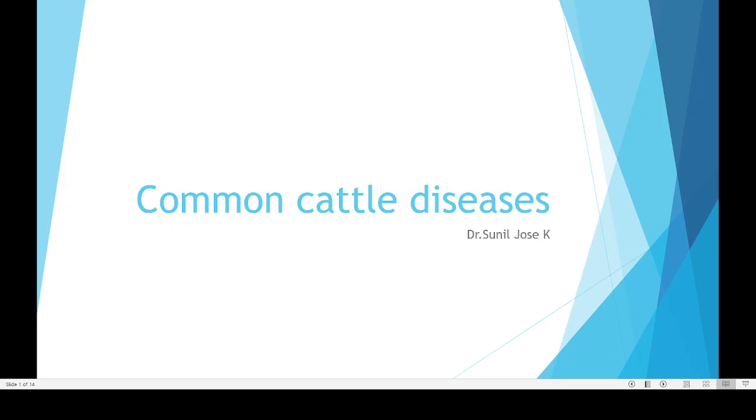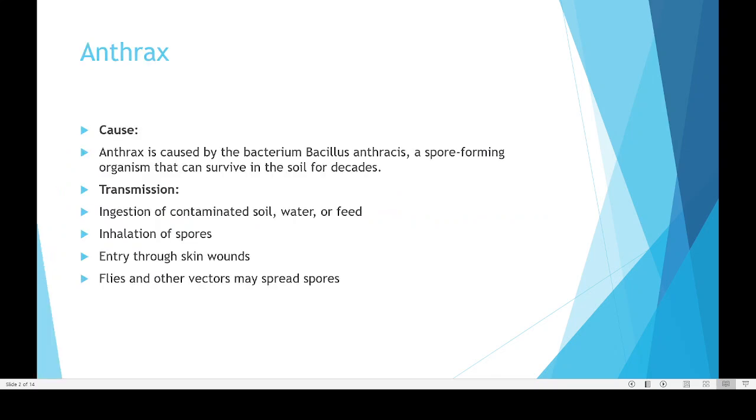So here we have to study about three cattle diseases. The first one is anthrax, because in case of anthrax, it is causing disease to both human beings as well as animals. Now, anthrax is a bacterial disease, caused by a bacterium known by the name Bacillus anthracis. Once upon a time, it was a very important disease, even for animals, even for human beings.